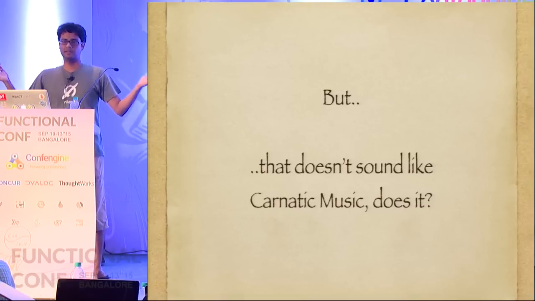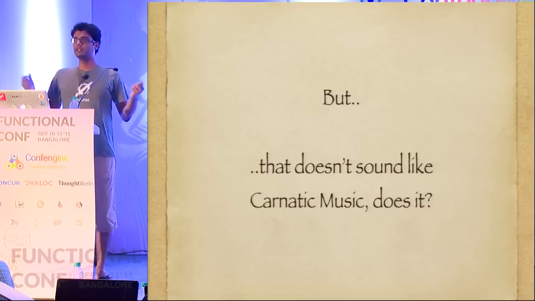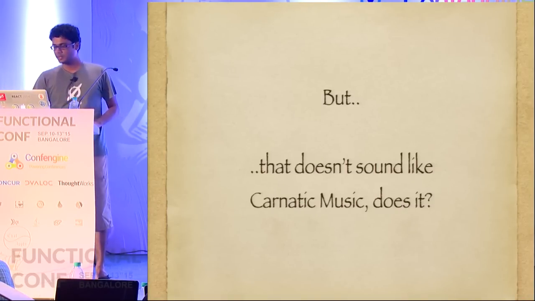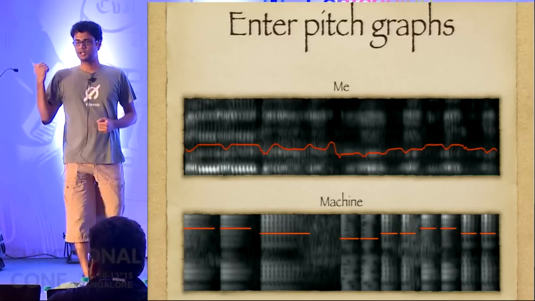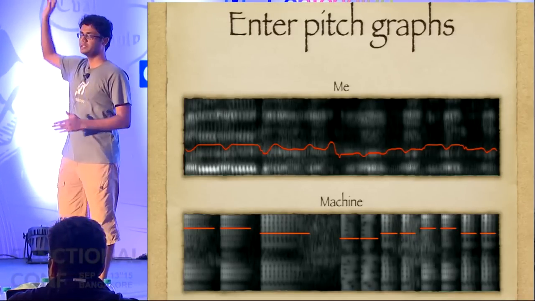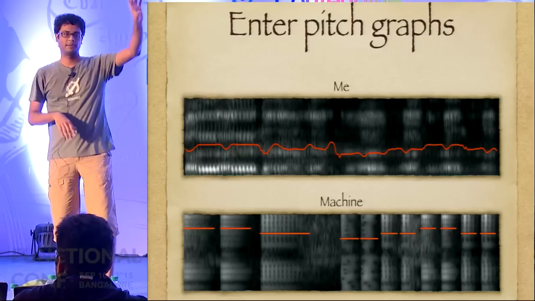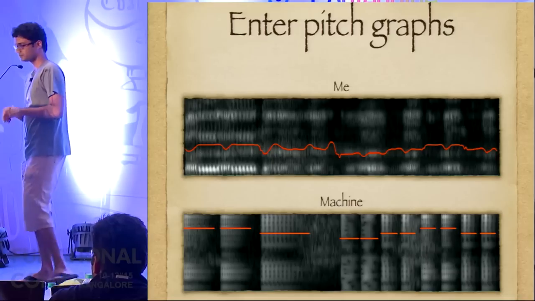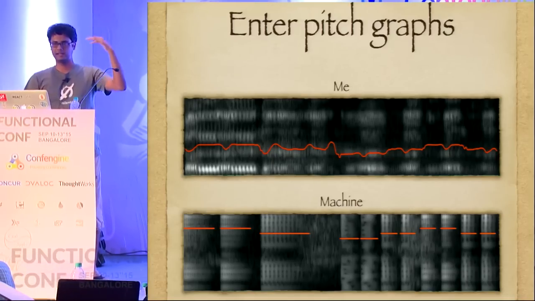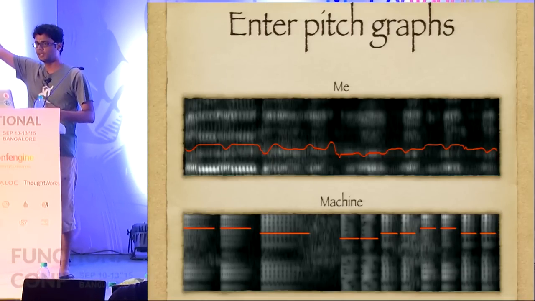But what is different, and what's different in a way that we can all understand? So here's a way in which we can actually see this. These are pitch graphs, so this is basically frequency versus time. At the top is me singing, and at the bottom is the machine singing the exact same thing. So you can see the differences visually.